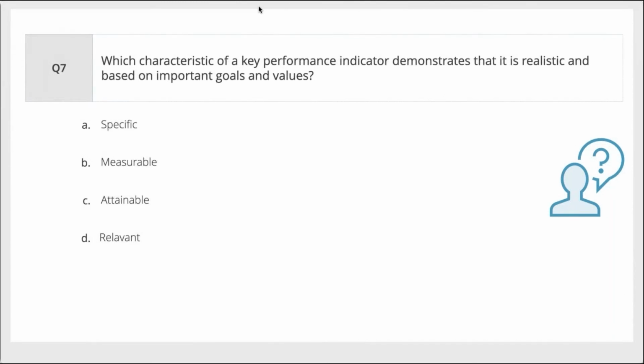Okay, this one's a little difficult. Let's see if we can figure this out. Which of these characteristics demonstrate that the KPI is realistic and based on important goals and values?